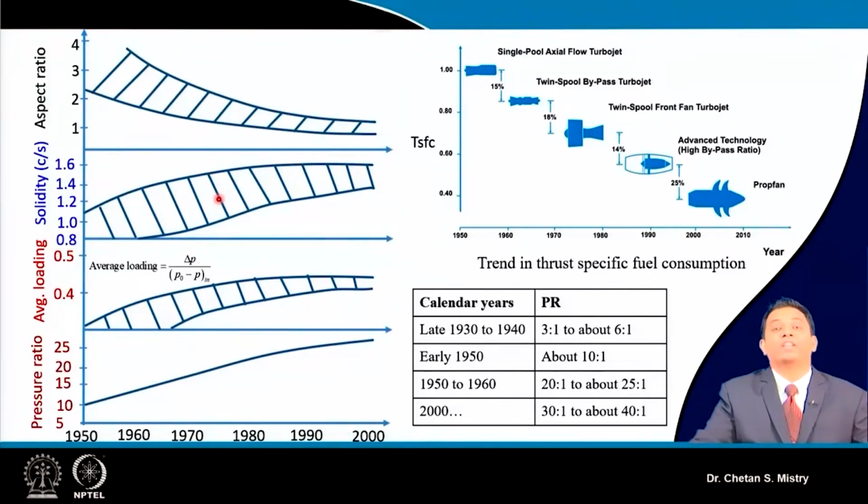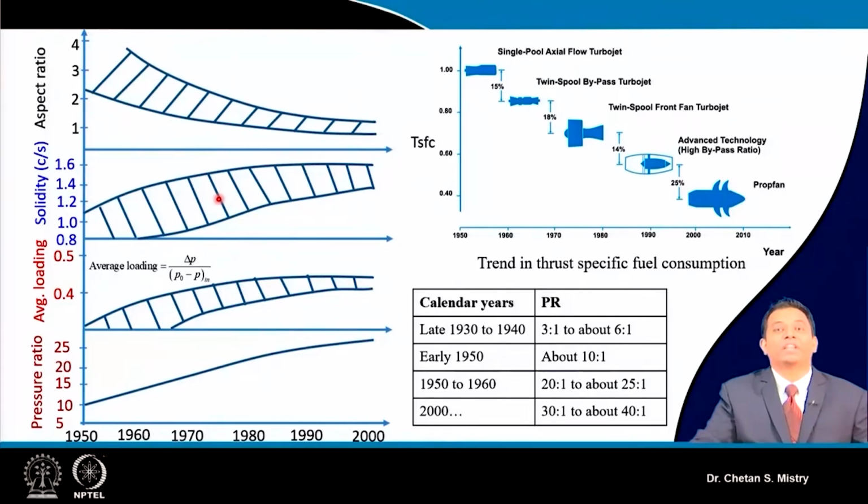This solidity we represent as the chord to pitch ratio. It means we are looking for higher solidity. This is an indication that we need to increase our chord, or we need to increase our number of blades, or we need to go with a combination of both of them.